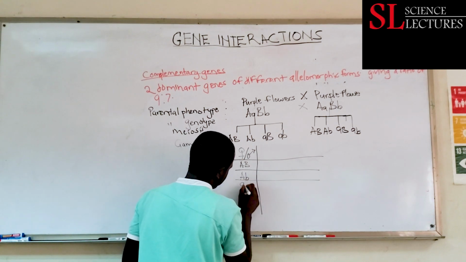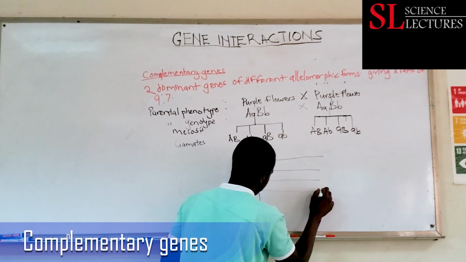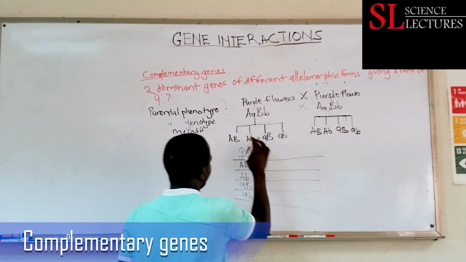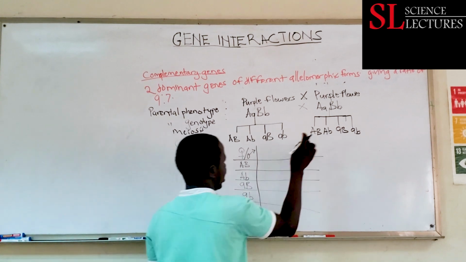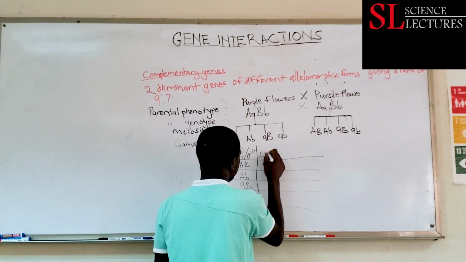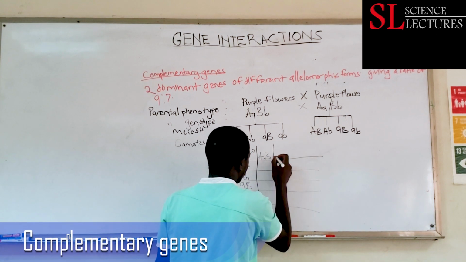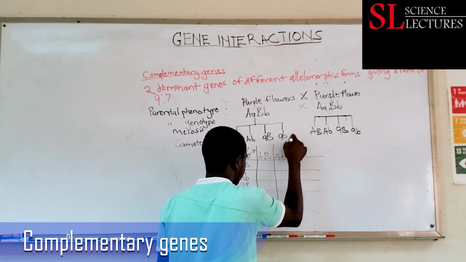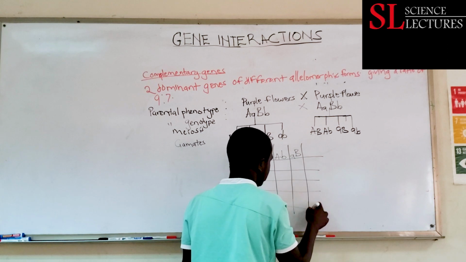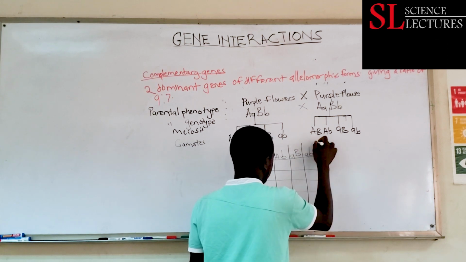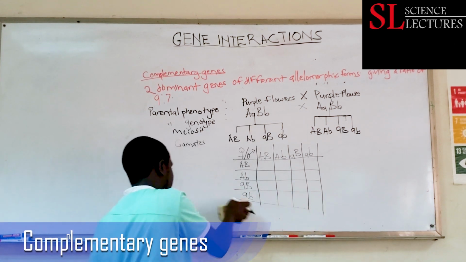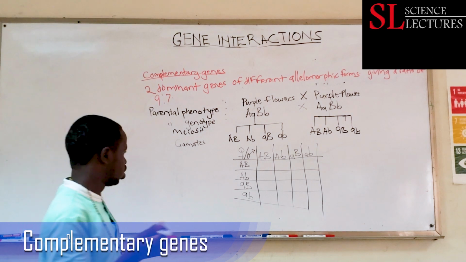Then small a, capital B. Then small a, small b. I'll put these ones on this side. Now I'm going to also fill in these gametes here. Capital A, capital B. Capital A, small b. Small a, capital B. Then small a, small b. Now we start doing the process together. I hope I'm doing as you are also doing.